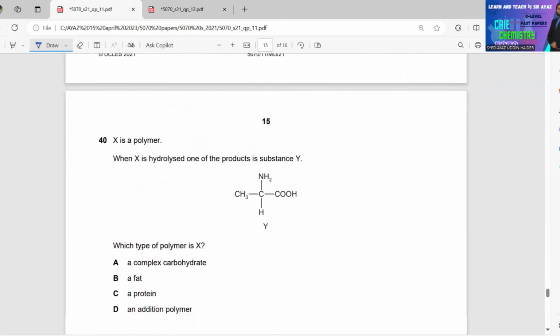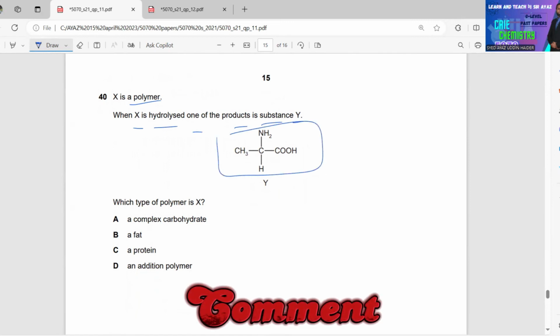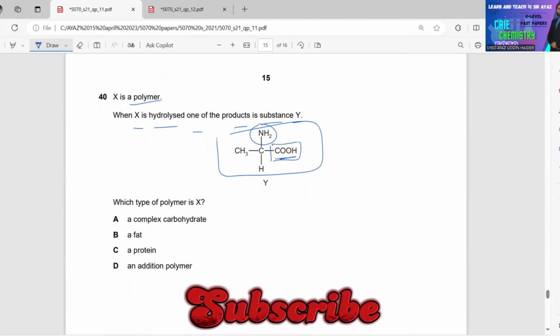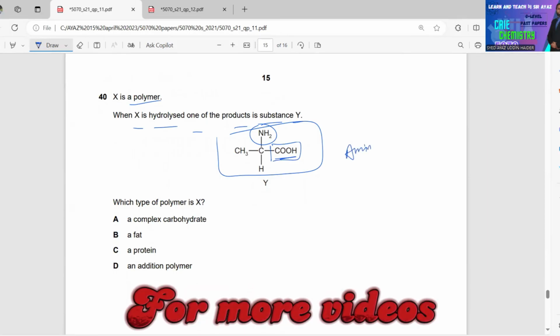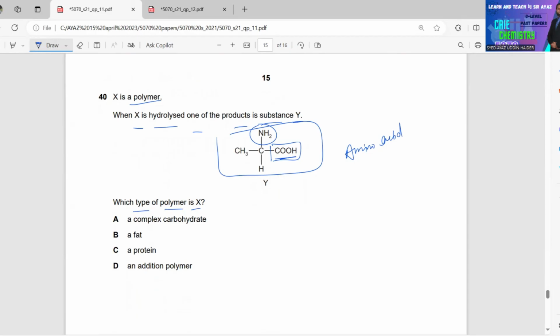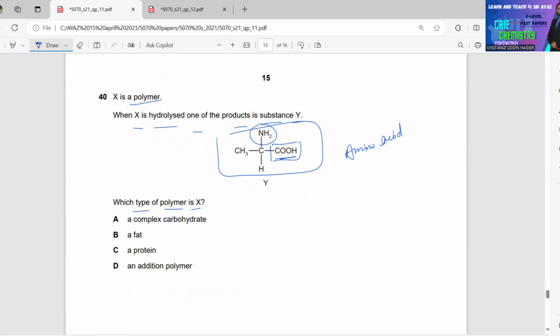Moving to the last question. X is a polymer. When X is hydrolyzed, one of the products is substance Y. Here is Y. So Y contains a carboxyl group as well as an amine group, so it must be an amino acid. Which type of polymer is X? Now they are talking about X, so it must be protein. Amino acids polymerize to give protein through condensation polymerization. C must be the right answer in this case.